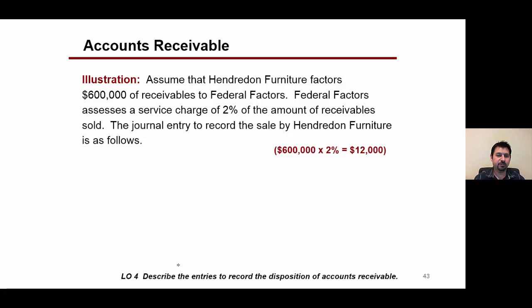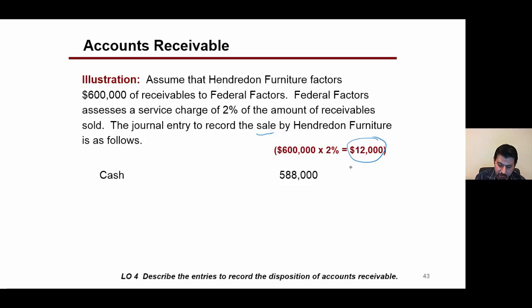Assume that Henderson Furniture factors 600,000 of receivables to Federal Factors. Federal Factors assesses a service charge of 2% of the amount of receivables sold. The journal entry to record the sale by Henderson Furniture is as follows. This is where we mean the sale of receivables. The charge will be 12,000 because it is 2% of 600,000. So as far as Henderson Furniture is concerned, they will receive 600,000 minus the fee.